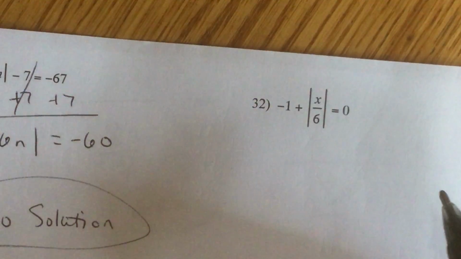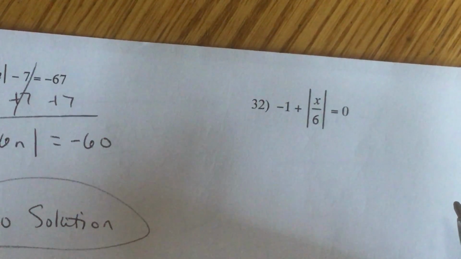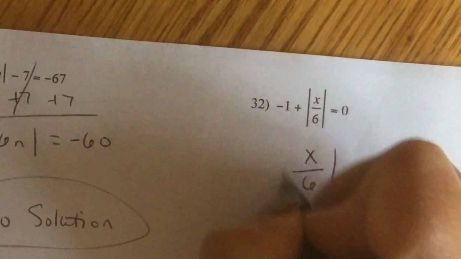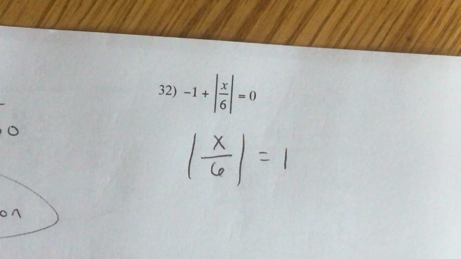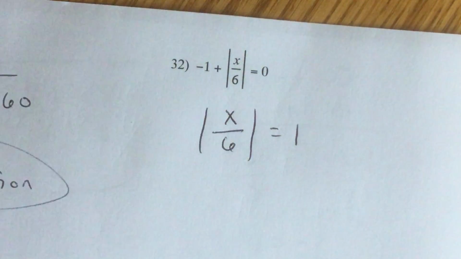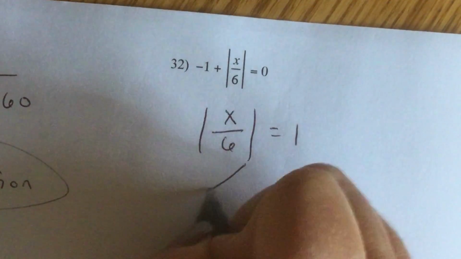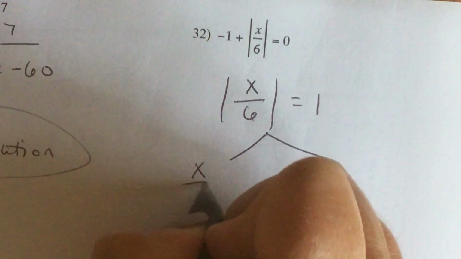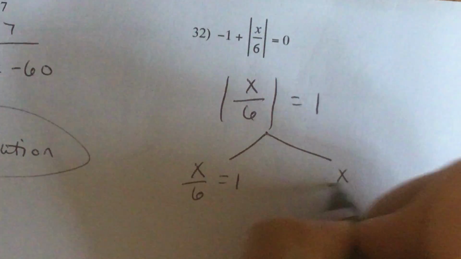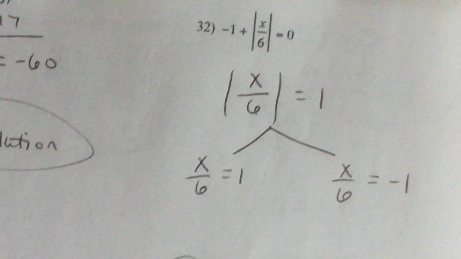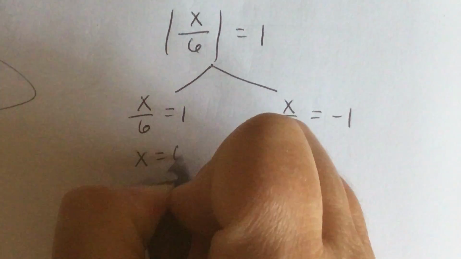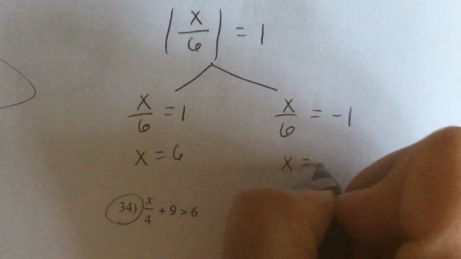Over here, if you add 1 to both sides, you get that. You get your absolute value alone, okay? And I just want to show you this one. It's really not hard. It works out a little bit different. So you change it into 2 equations. So you have x over 6 is equal to 1, and x over 6 is equal to negative 1. So when you go to get your x alone and multiply by 6, you get x equals 6. And here you get x equals negative 6.